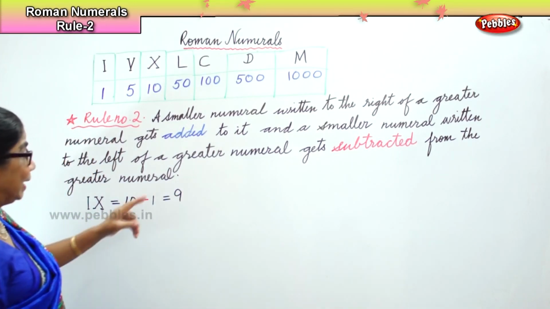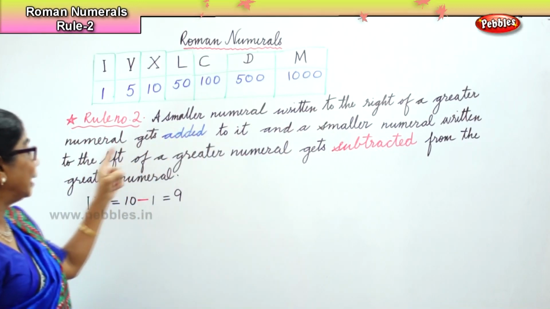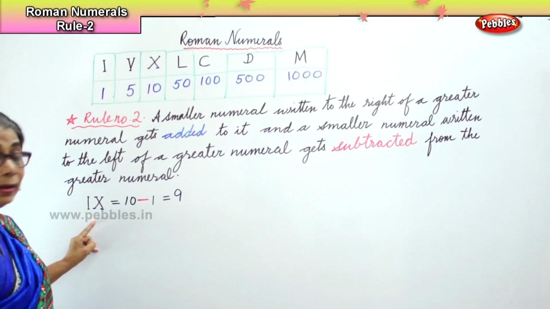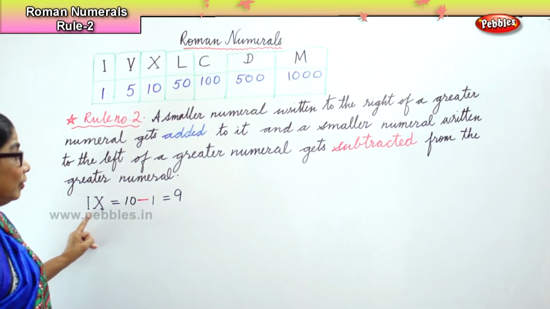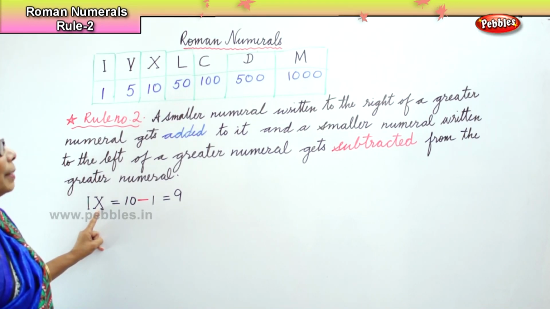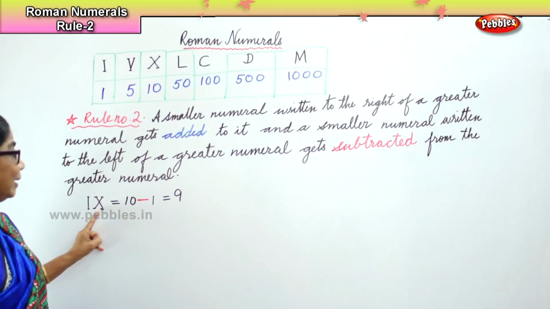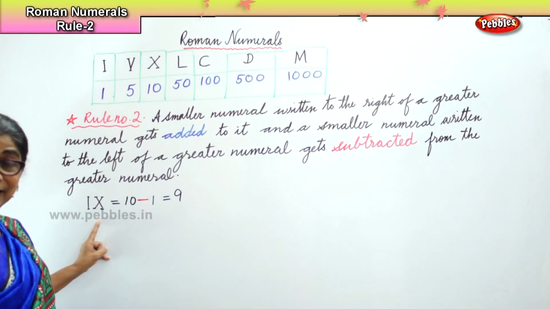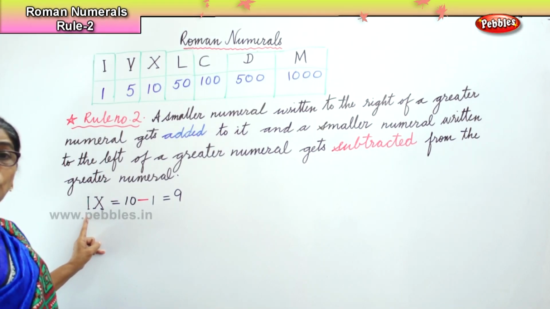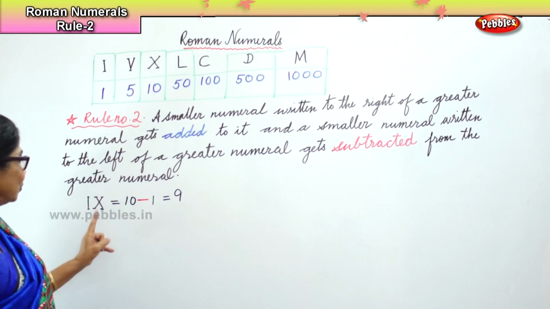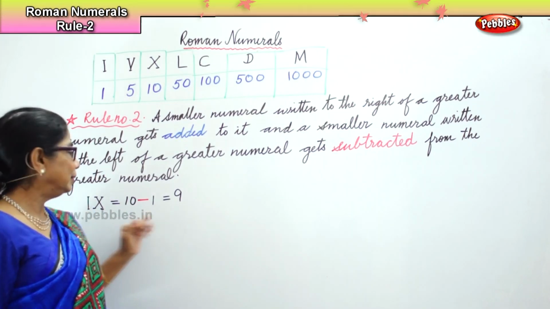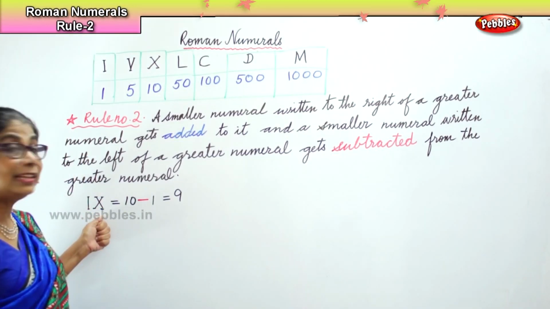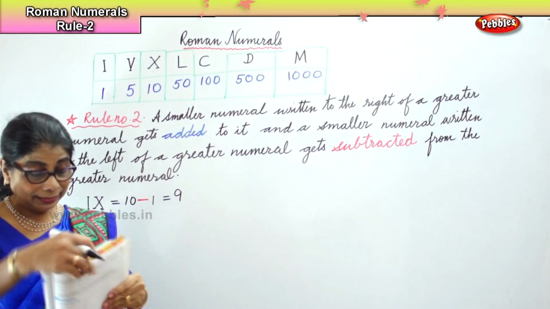Rule number 2 says a smaller numeral written to the left. Which is the smaller numeral? The character 1 written to the left of the greater number 10. Then it gets subtracted from the greater number. So you have 1 and 10. The 1 is on the left side, it automatically gets subtracted, and so the 10, take away that 1, this number represents 9 in Roman numeral. 1 and 10 gives you 9, okay, that's it.